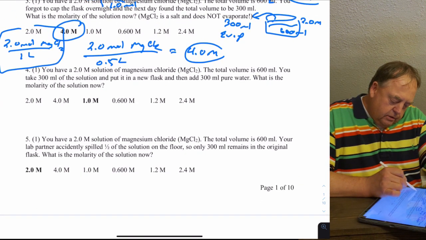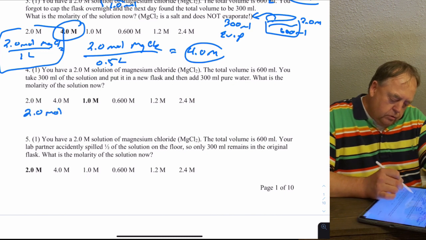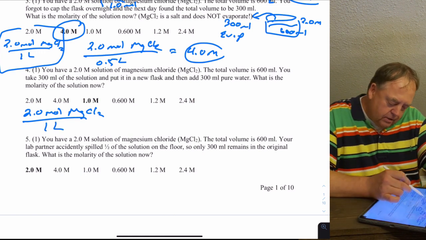Okay, so in this case, again, you have a 2 molar solution. 2 moles of MgCl2 in 1 liter is what that means.